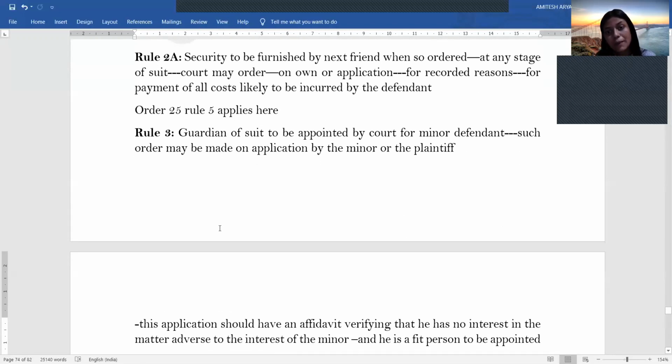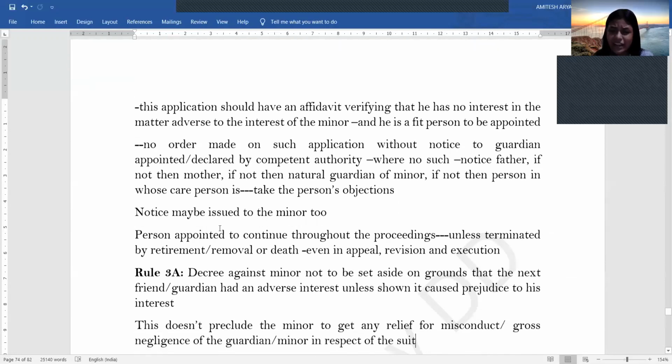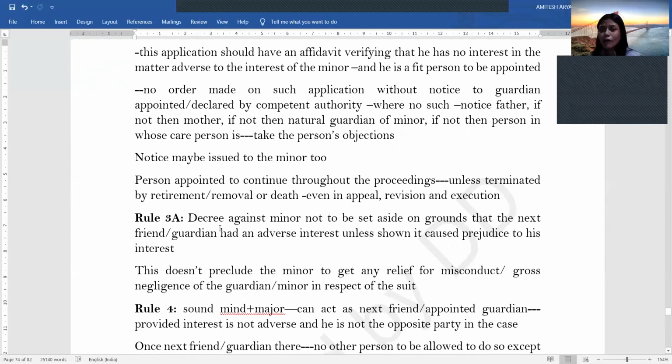Now, rule 3 is about the appointment of a guardian for a minor defendant. What will happen when he'll be there? And whenever there is any appointment, wherever a person makes an application that he wants to be a guardian or next friend, an affidavit must always be made that he has no interest adverse to the minor and is a fit person, etc.